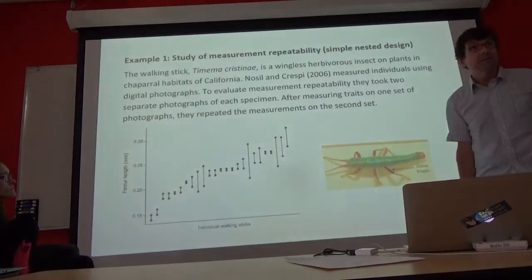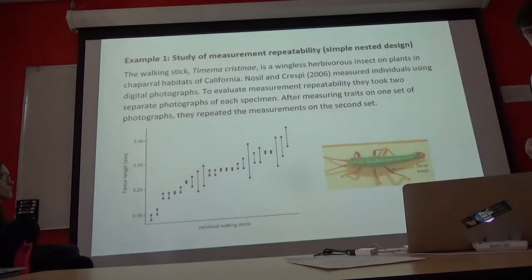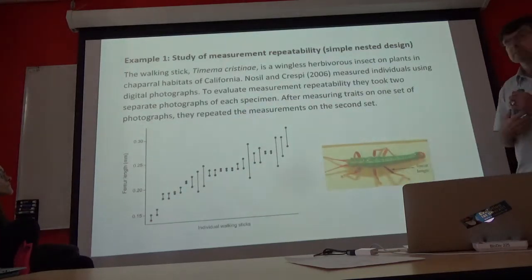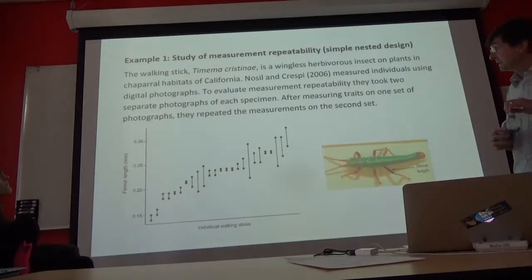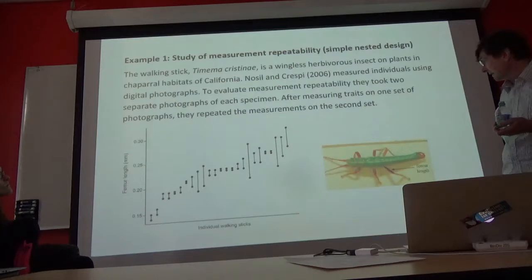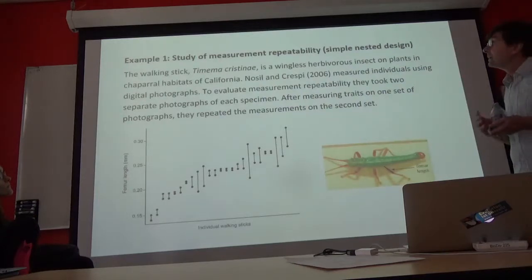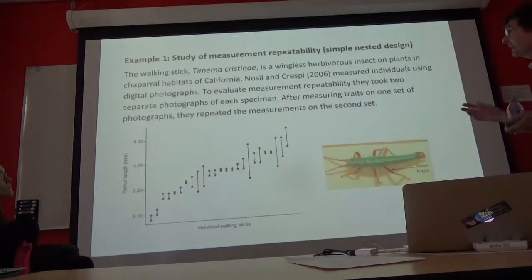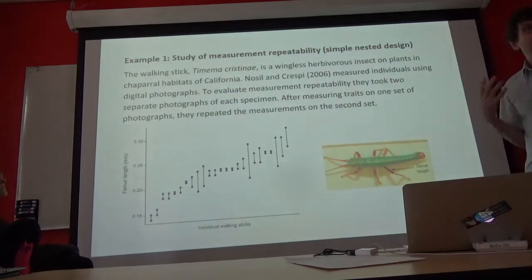Okay, so I'm going to show you an example of a very simple mixed effects model. It is a study of repeated measurements of individuals of this bug. Bernie Crespi and Patrick Nosil did a number of studies on these walking stick insects. And in one of the studies, they looked at the extent to which the traits they were interested in measuring were actually repeatable when measured again. So they were interested in calculating a term called repeatability. What fraction of measurements are like within individual? To what extent do you get the same measurement twice when you measure the same individual twice?